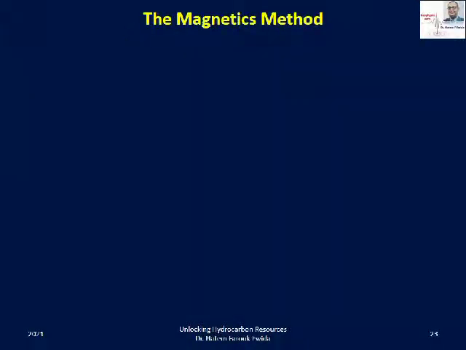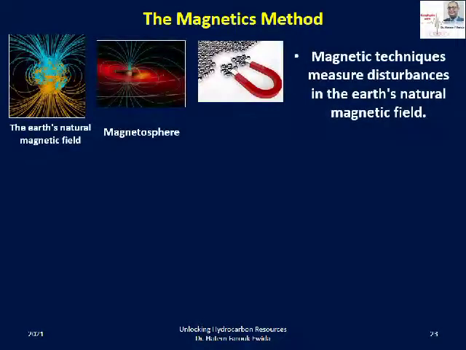I'll start with the magnetic method. We all know the magnets. We all see the magnets. So the earth itself has a natural magnetic field. It's a big magnet. The earth itself is a big magnet. And we also have a magnetic field on the sphere around the earth. So the magnetic technique is a natural technique.